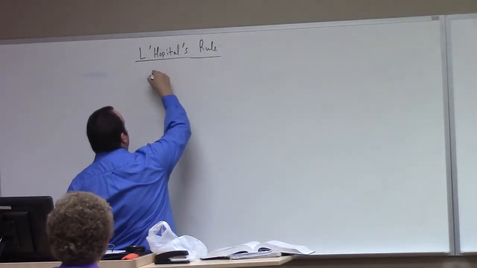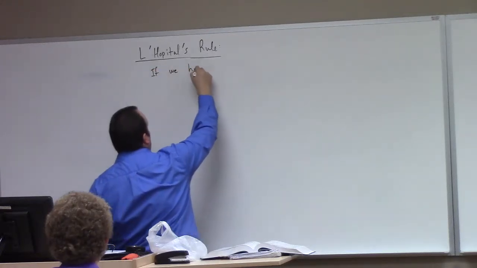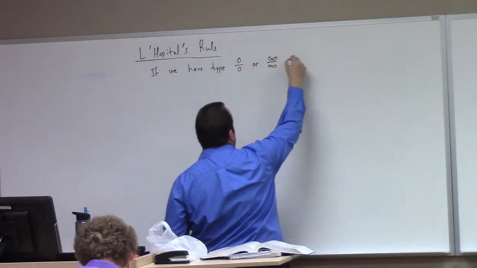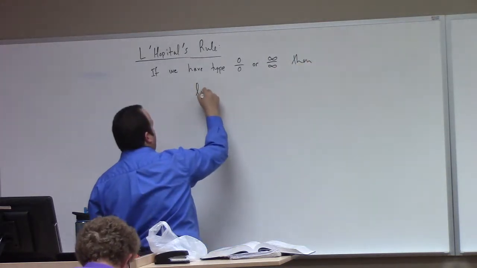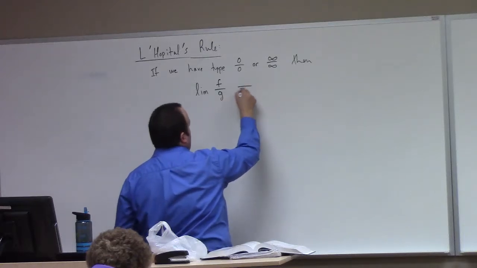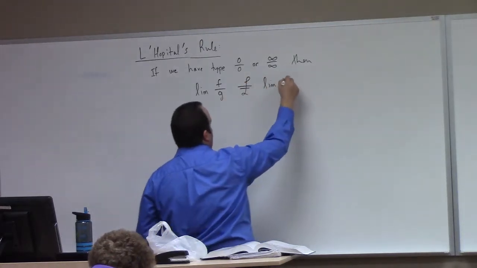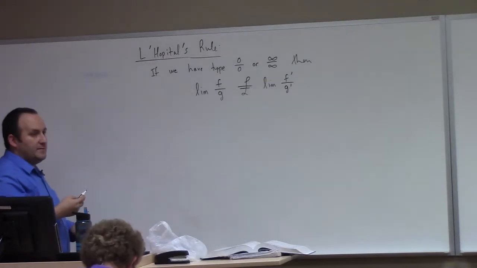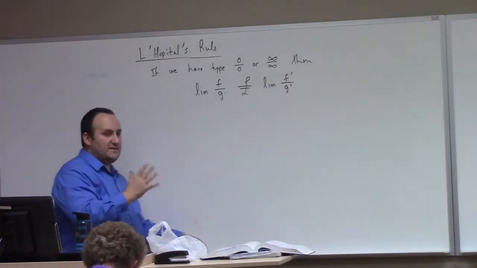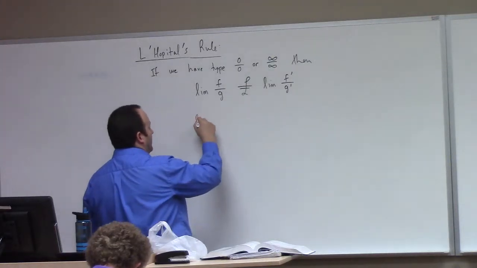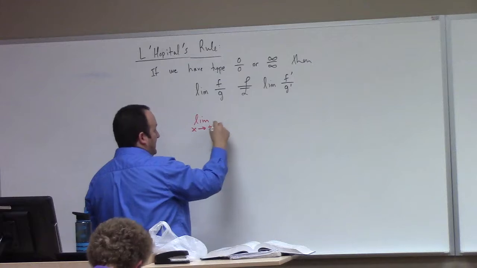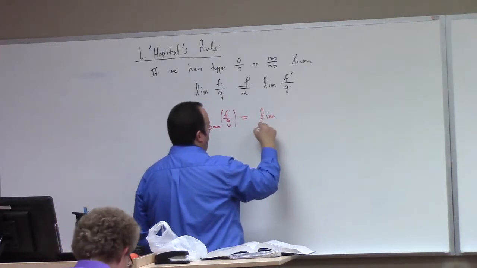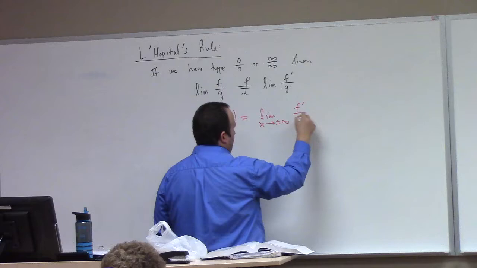L'Hopital's rule says that if we have type 0 over 0 or infinity over infinity, then we can calculate the limit of f over g as, by L'Hopital's rule, the limit of f prime over g prime. Now I'm being a little bit vague here, because L'Hopital's rule applies to all kinds of different sorts of limits. It applies to the limit as x goes to plus or minus infinity. This is a case where L'Hopital's rule applies.